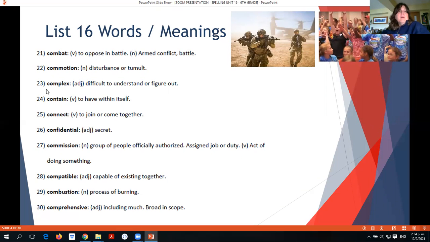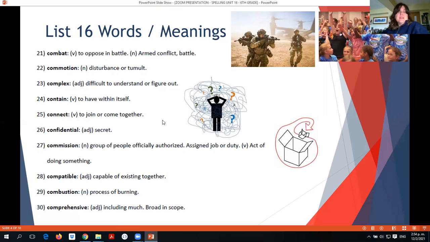Number 23, complex, prefix com. It's something difficult to understand or figure out, as something complex. This is an adjective. Number 24, contain, prefix con. It means to have within itself, okay? For example, the little box, when it's inside this big box, the big box will contain the little box, okay?